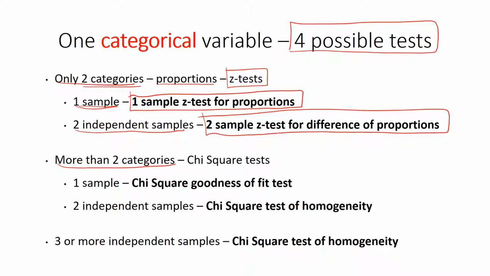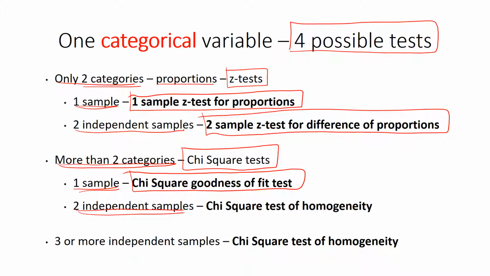If we have more than 2 categories, for example, if we're interested in whether the M&M is either red, yellow, blue, black, green, or whatever, now we must move to chi-square tests. If we have only one sample, we will use a chi-square goodness of fit test. If we have two independent samples, we will use a chi-square test of homogeneity.